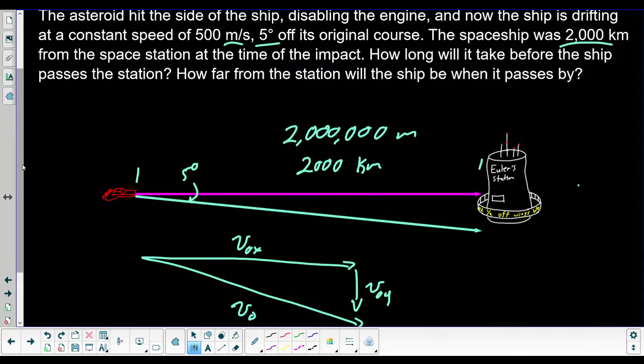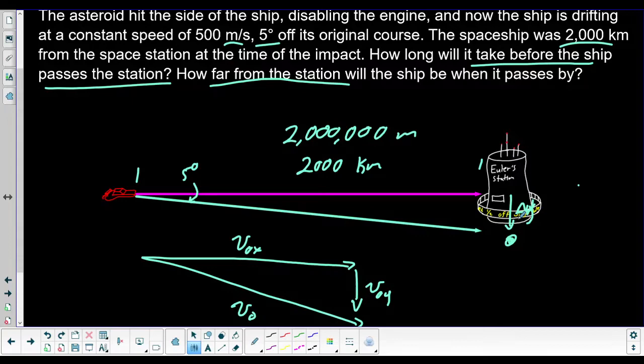All right, so now we need to figure out a few things. How long will it take before the spaceship passes the station? So we want to know, when is our spaceship going to be right here? And then we want to know how far from the station. So what is this distance, or maybe y, the way I've drawn the triangle below? How far away from the station will it be when it's passing it?